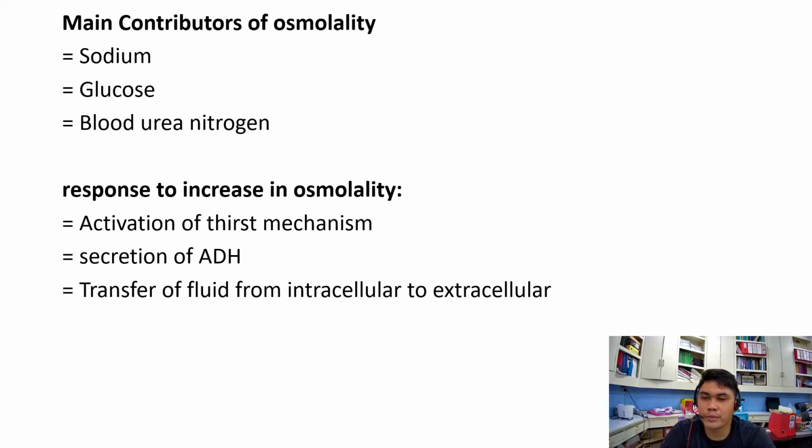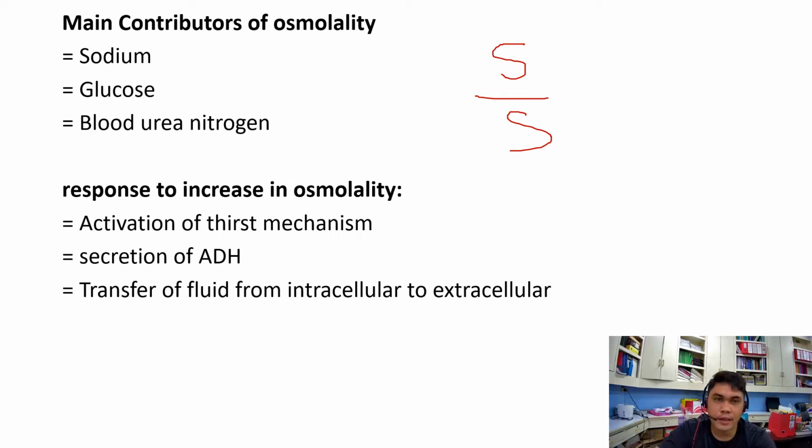Okay, so before we proceed to our discussion regarding the different types of diabetes, we'll talk about first what is osmolality and what are the main contributors of osmolality. Okay, so when you say osmolality, it's the ratio between solute and your solvent. And the solvent, for our osmolality, is our plasma. And solute, you have the substances present in our blood. Okay, so that's solute over solvent.